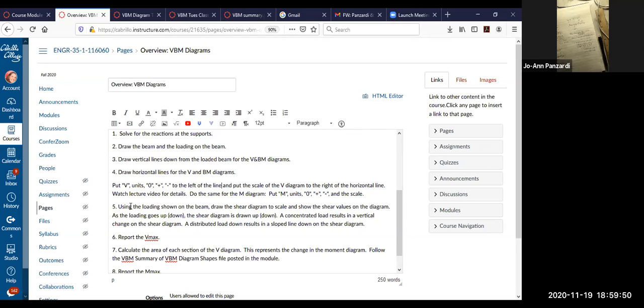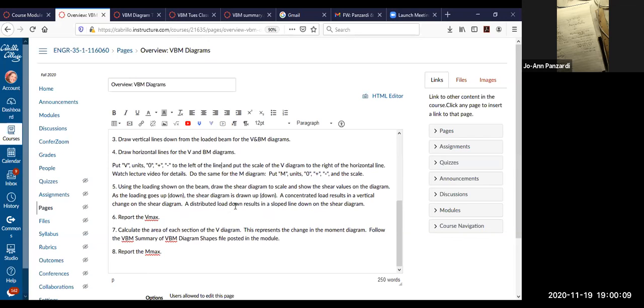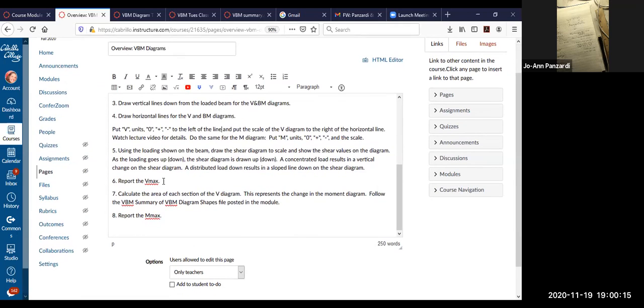Okay, 5. Using the loading shown on the beam, draw the shear diagram to scale and show the shear values on the diagram. As the loading goes up or down, the shear diagram is drawn up or down. A concentrated load results in a vertical change on the shear diagram. A distributed load down results in a slope line down on the shear diagram. Report the maximum shear.